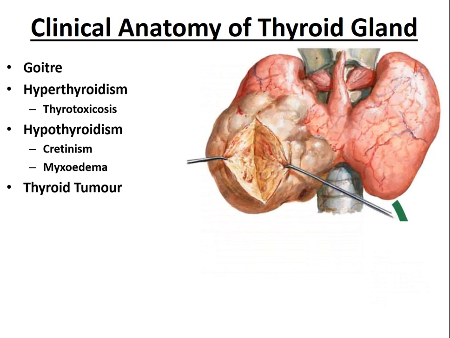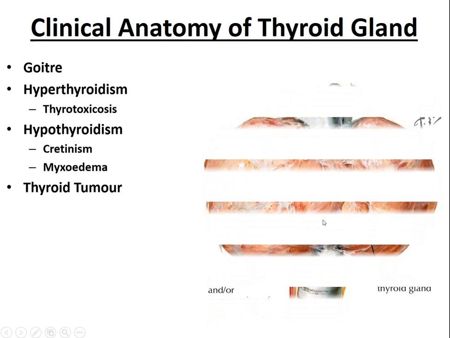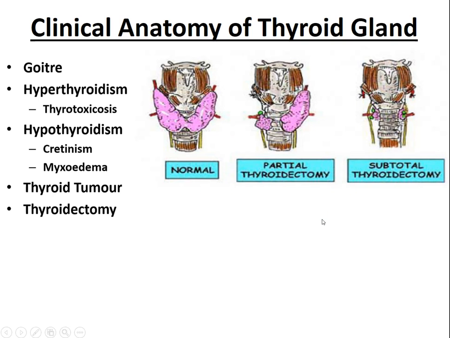Now thyroid tumor can occur, and it may be a nodular tumor too. It may be involving the whole gland, and that may compress the adjacent structure like trachea or esophagus. So we have to remove that enlarged thyroid gland. So there are two varieties, either a partial thyroidectomy or a subtotal thyroidectomy. Remember, it is not the total, but it's a subtotal.